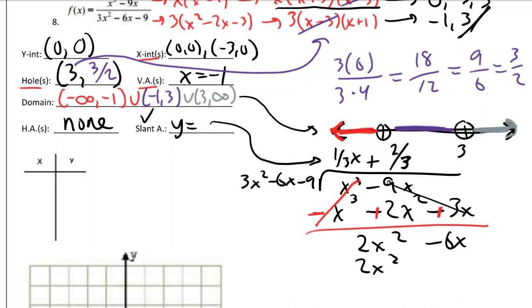Can I erase that? It's in my way. Positive times a negative is negative. Dividing by 3 would make this a 2. Times it by 2 makes it a 4. And then positive times a negative is negative. 9 divided by 3 would be 3. Times 2 would be 6.